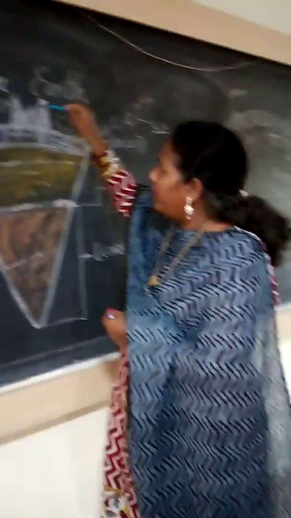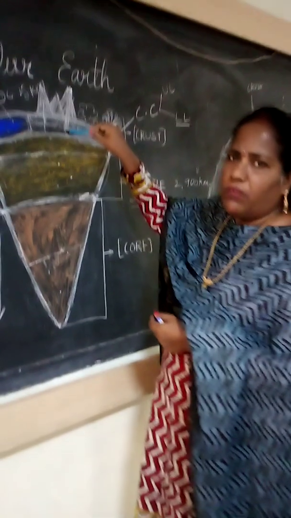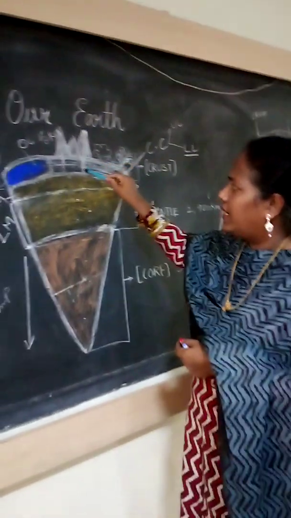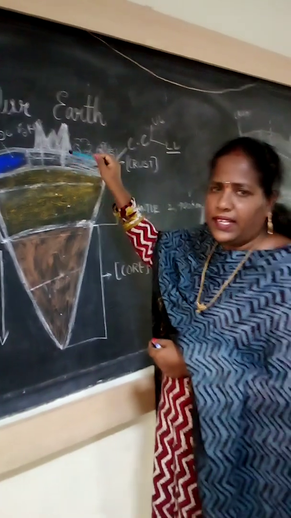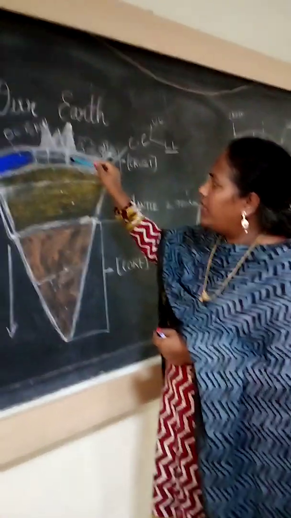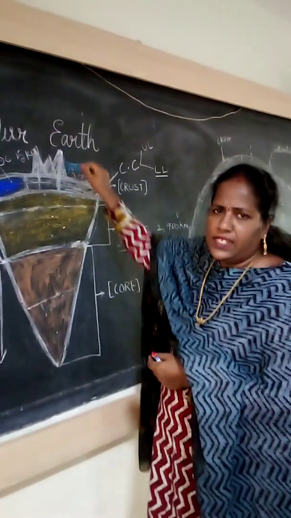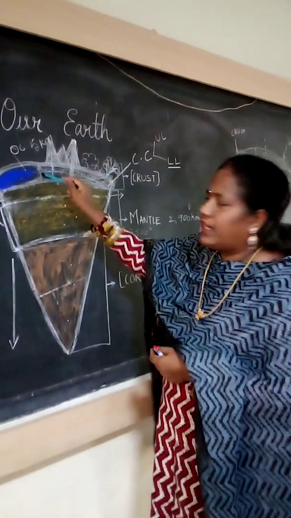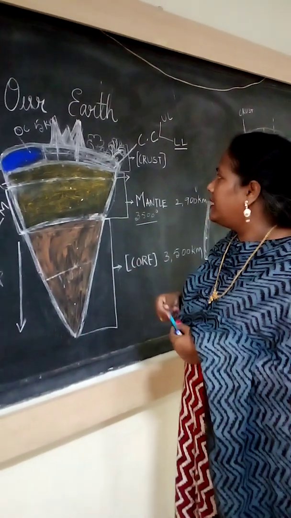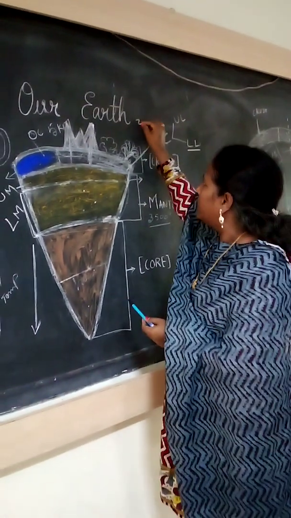Now see, from here to here, this is the length of the crust. So the crust thickness varies from one place to another. Because mountains are there, the thickness is more. So the average thickness of the continental crust is 35 kilometers.